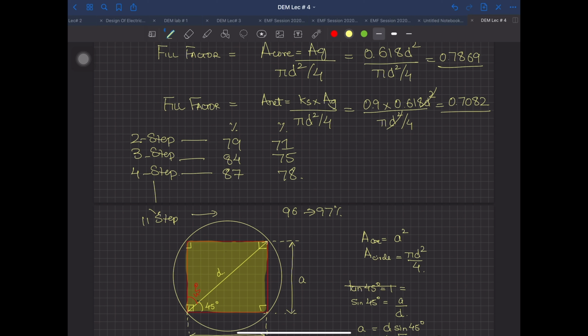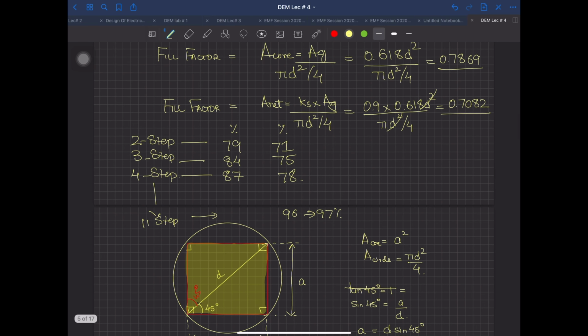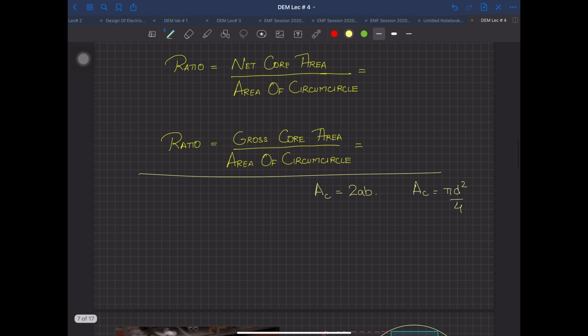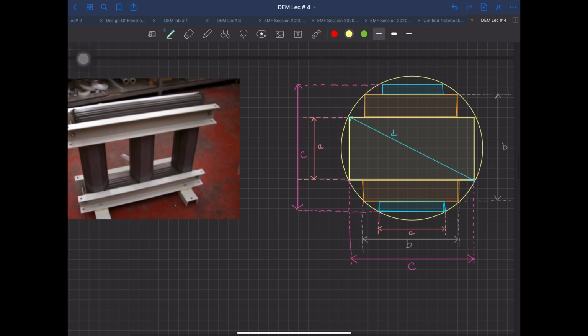अच्छा, नाउ यू हैव डन दिस इट फॉर द 2-step कोर. You have to prove these percentages for your 3-step core, and for this 3-step core you have to find out this 84 and 75, certainly using 0.9 as the stacking factor. And when you are going to go for the 3-step core, this is going to be your 3-step core.